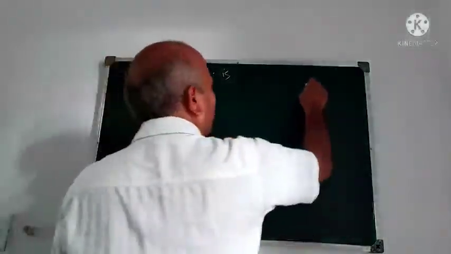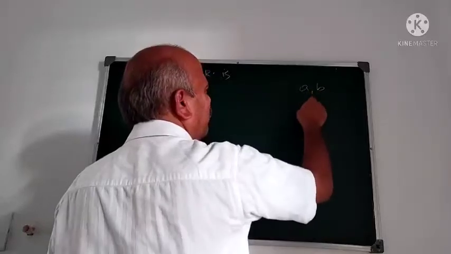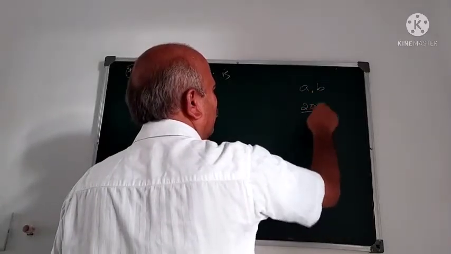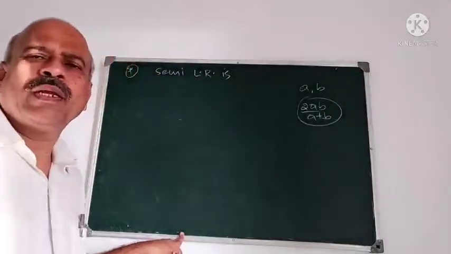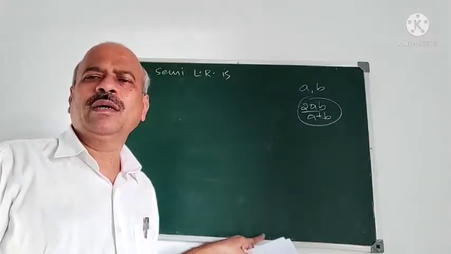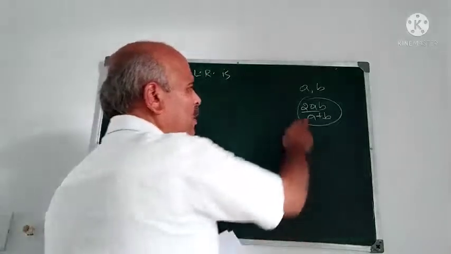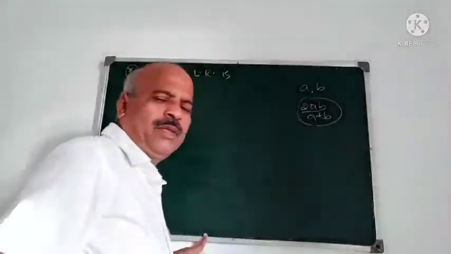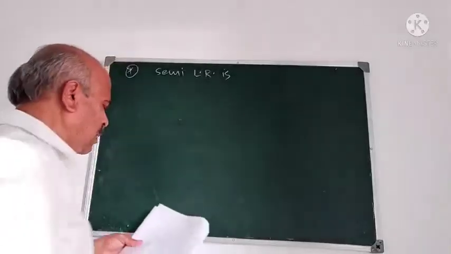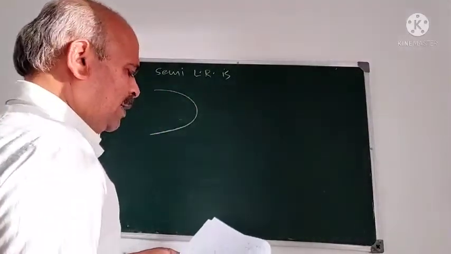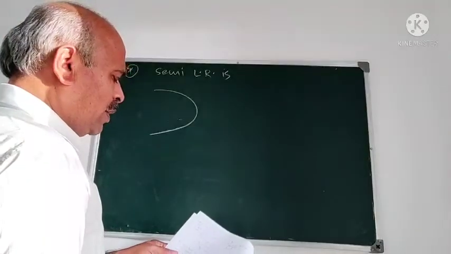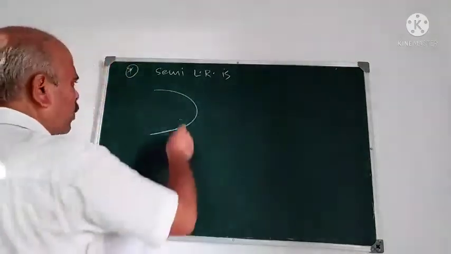What is the harmonic mean between two numbers A and B? It is 2AB upon A plus B. What is the arithmetic mean? A plus B by 2. Geometric mean? Root AB. What is the harmonic mean? 2AB by A plus B. Now, we have to prove that the semi-latus rectum is the harmonic mean between segments of a focal chord.